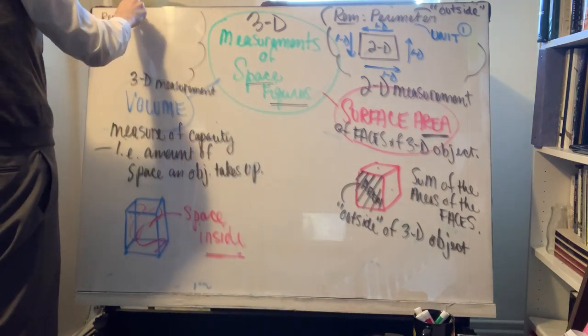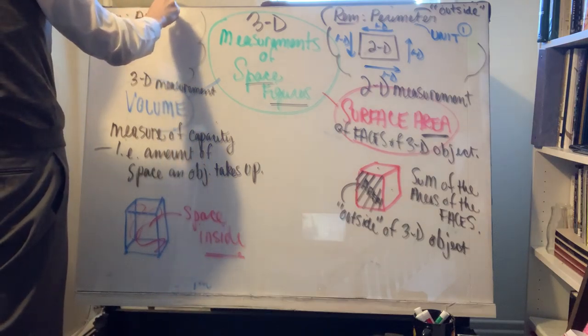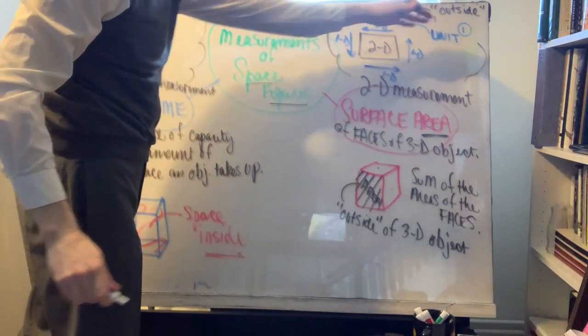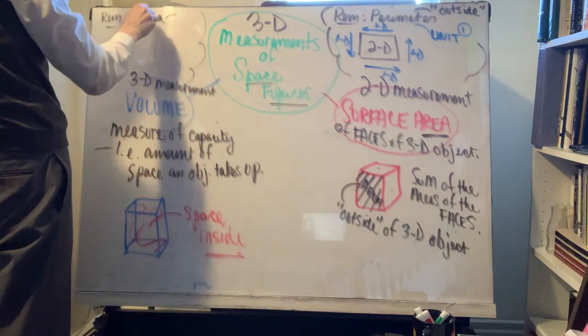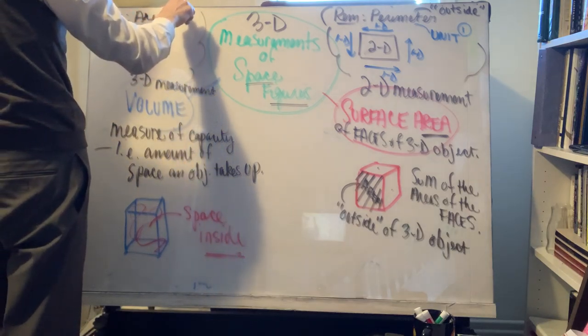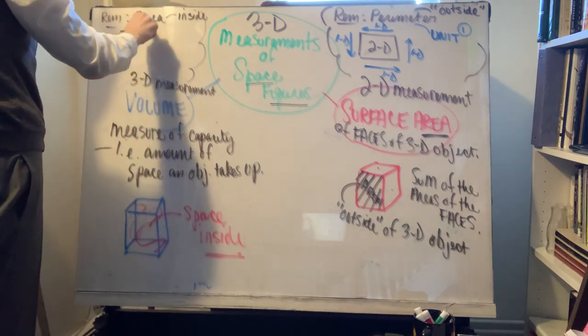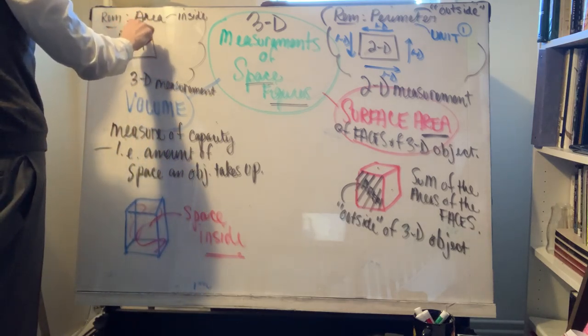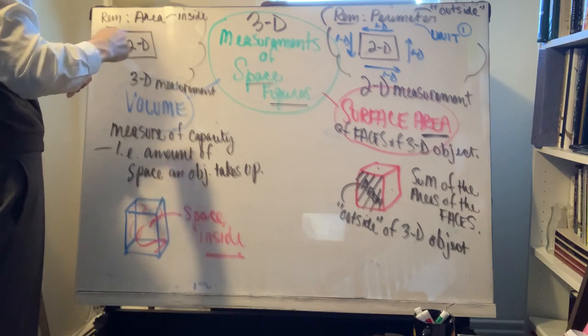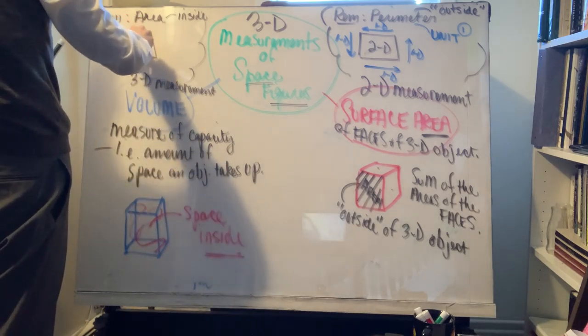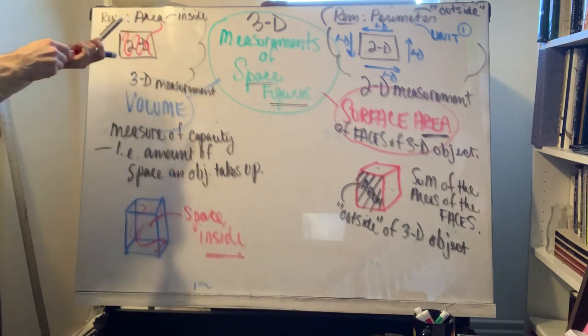Just a standard area, right? Again, if you can associate perimeter with the concept of outside of something, you can similarly associate area with the inside of something. We would use that in the context of 2D. That would be an area of something two-dimensional.